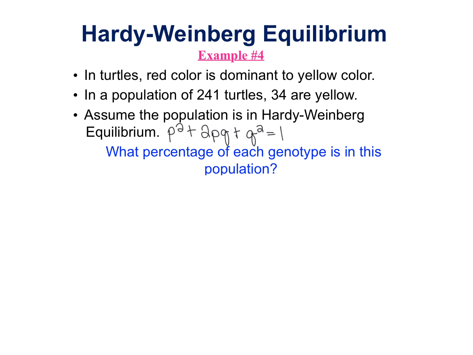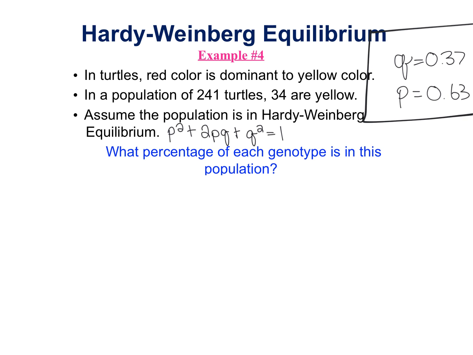I'm also just going to jot down the information we figured out on the last slide because we will need to use it here. So we have our same answers where we found out that q equals 0.37 and that our p was 0.63. So using this information, let's start setting up our scenario this time. So again, we have red and yellow, same turtles, 34 being yellow.